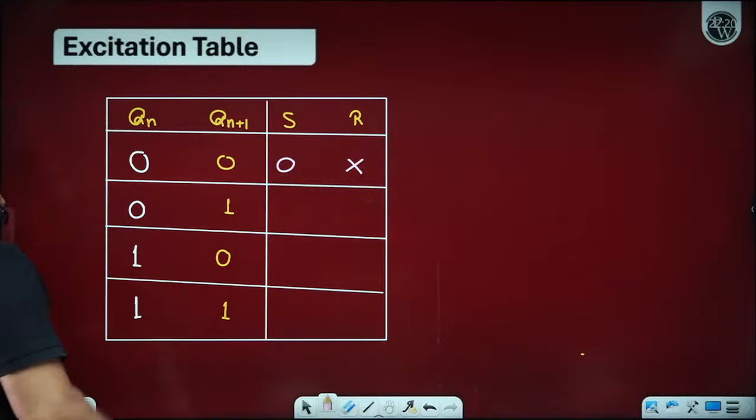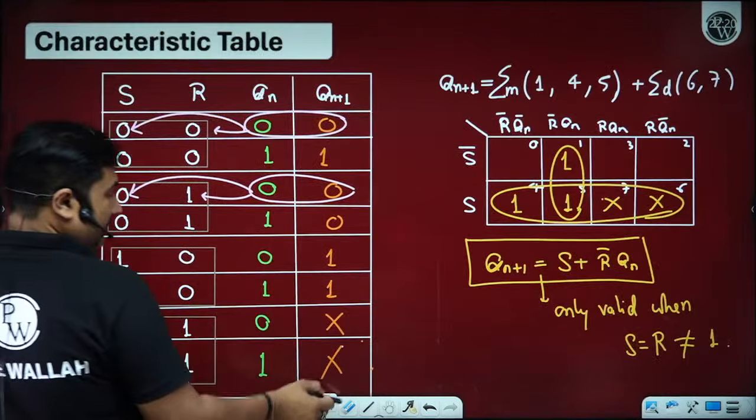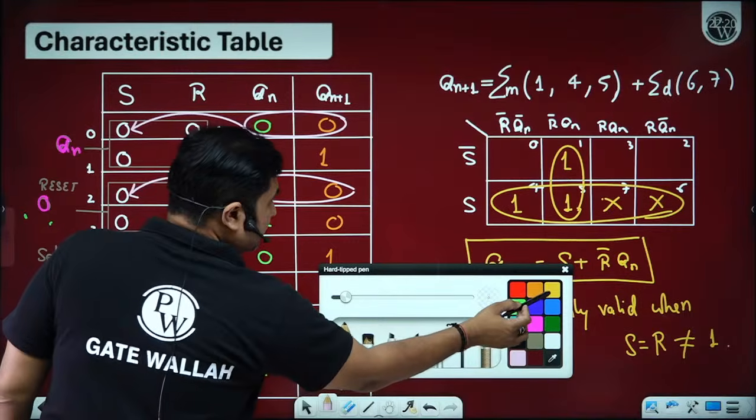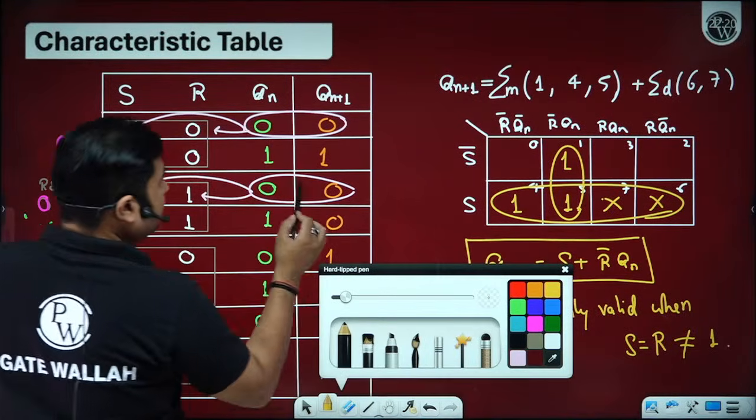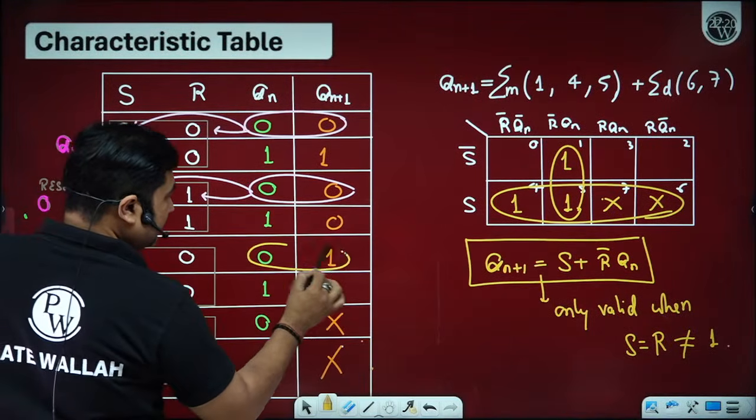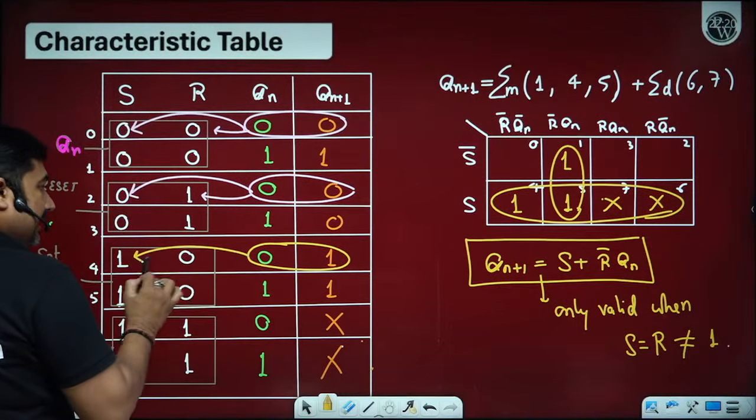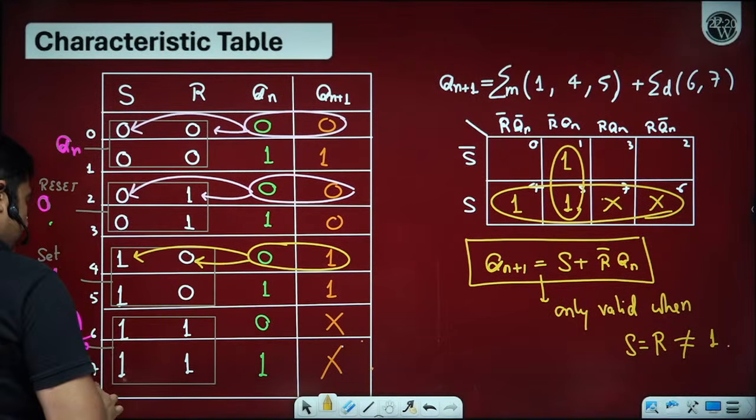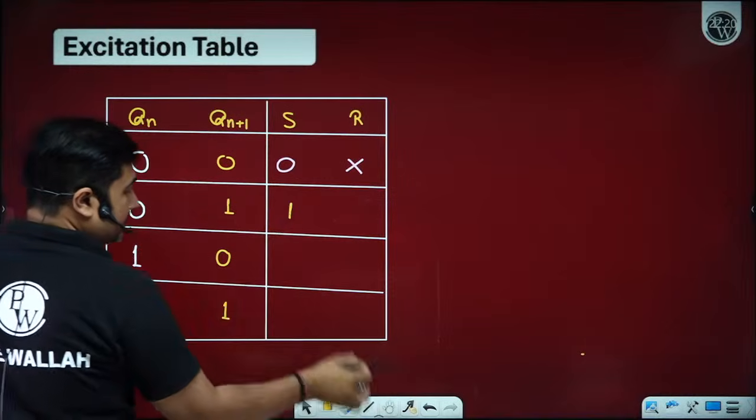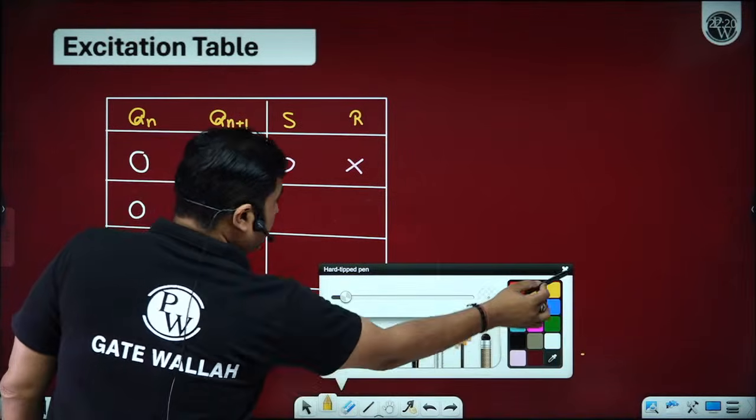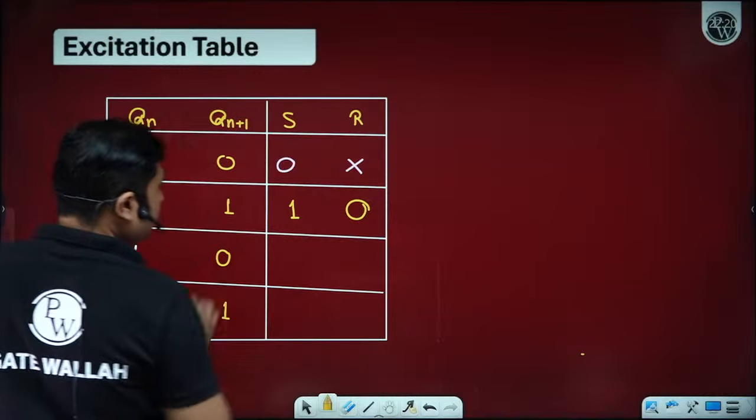Now please observe, for present state 0, next desired state 1. There is only one possibility: S is 1 and R is 0. How many of you are able to understand? S is 1 and R is 0.